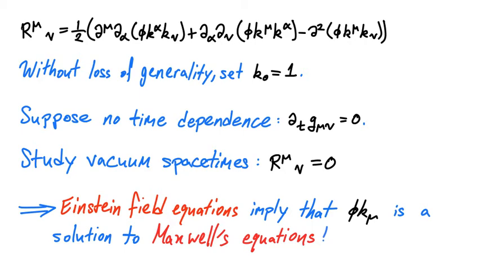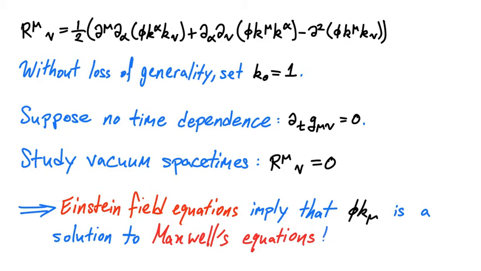Without loss of generality, we can suppose that k0 equals 1. And furthermore, suppose we're analyzing a vacuum spacetime whose metric does not depend on time. The vacuum field equations then state that the Ricci tensor is 0. Then the field equations imply that the field phi k mu solves the vacuum Maxwell equations, which is really remarkable. And it's this fact which is known as the classical double copy.